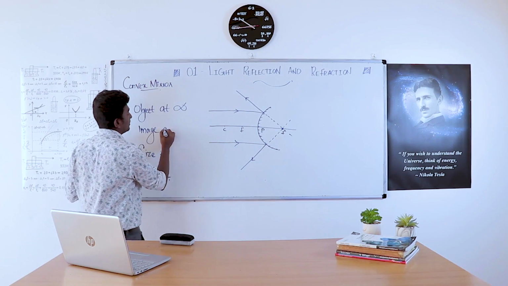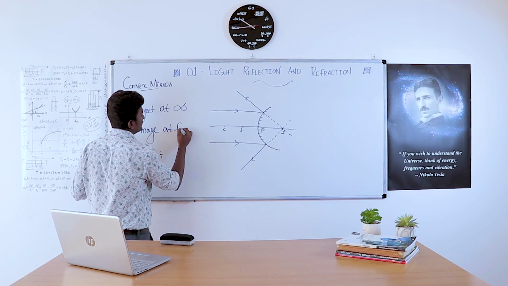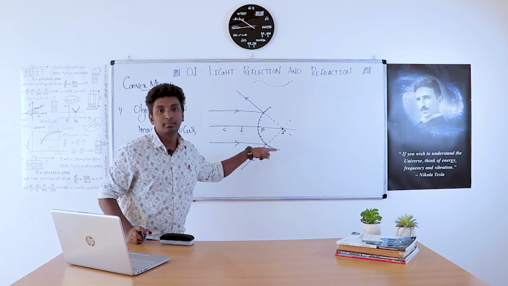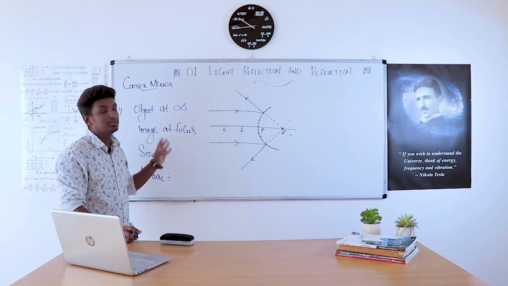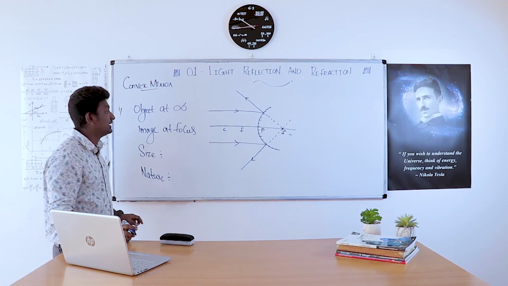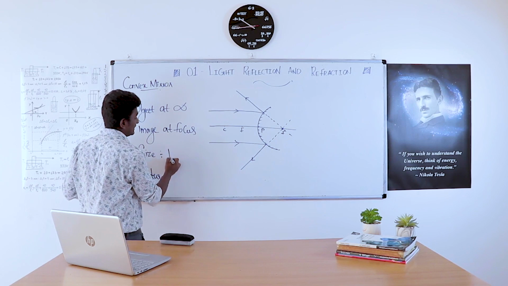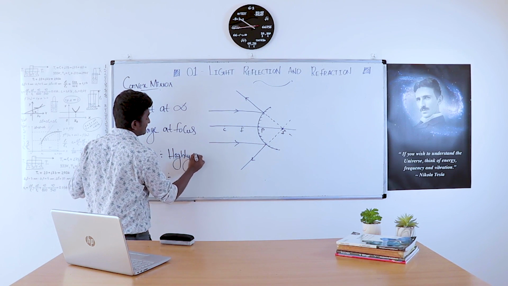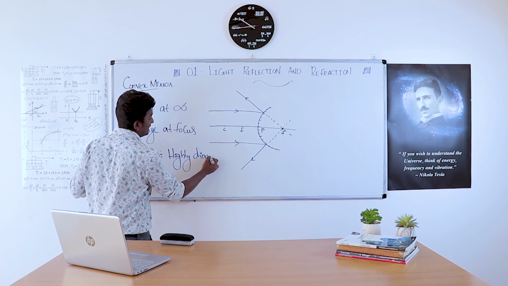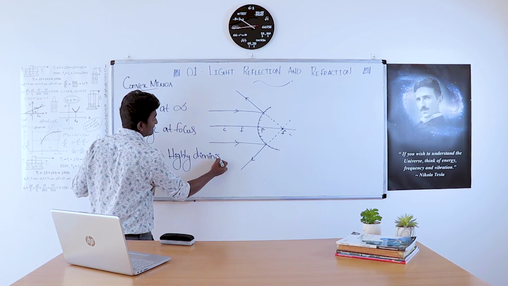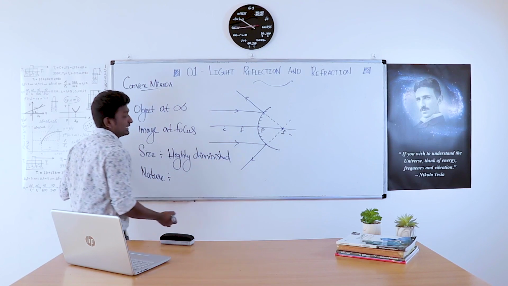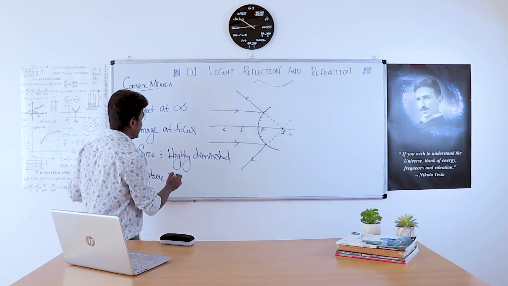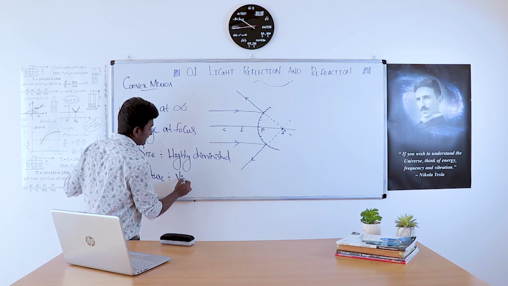So image is formed at focus, but it is behind the mirror. Now, what is the size of the image? Size of the image is highly diminished or point sized. And the nature is, whenever the image is behind the mirror, then the nature is virtual and erect.